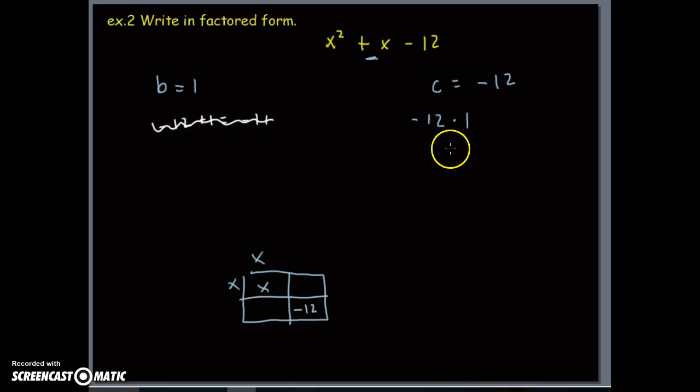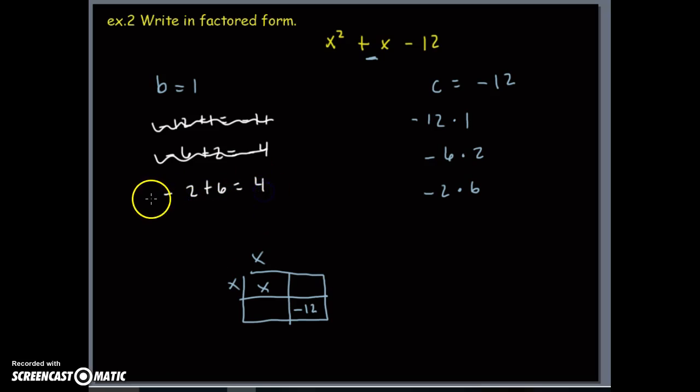Okay, so let's try different factors. What about negative 6 and positive 2? These numbers multiply to a negative 12, but when we add them up, negative 6 plus 2, they add up to a negative 4. That's not what we're looking for, so let's try some other combinations. Well, what if we made the 2 a negative and we left the 6 as a positive? So what if we said negative 2 times a positive 6? These numbers would multiply to a negative 12, but when we add them up, they add up to a positive 4. So that's not even close to 1.